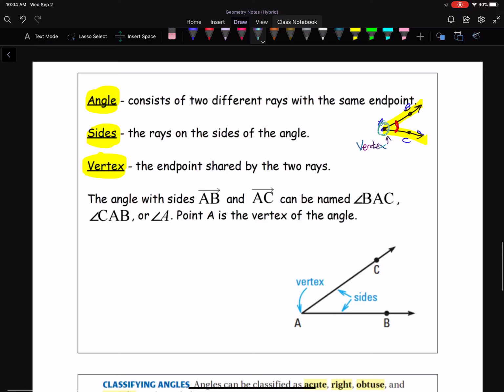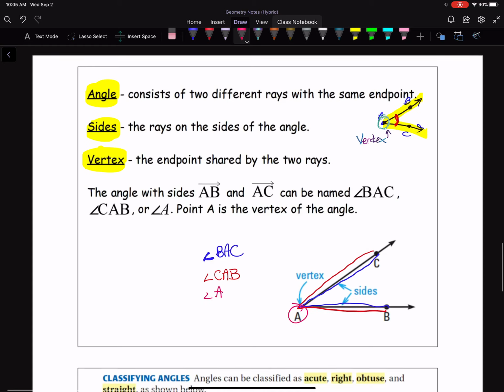All right, so the angle with sides AB and AC can be named angle. Now here's how you name angles. You start with not the vertex, either other point. So you could call B, A, C. That's one name. And that little triangle looking thing in front is our angle symbol. So angle B, A, C. Or you could go the other way, C, A, B. Angle C, A, B. Or you can just call it by the vertex, angle A. So a lot happening here.